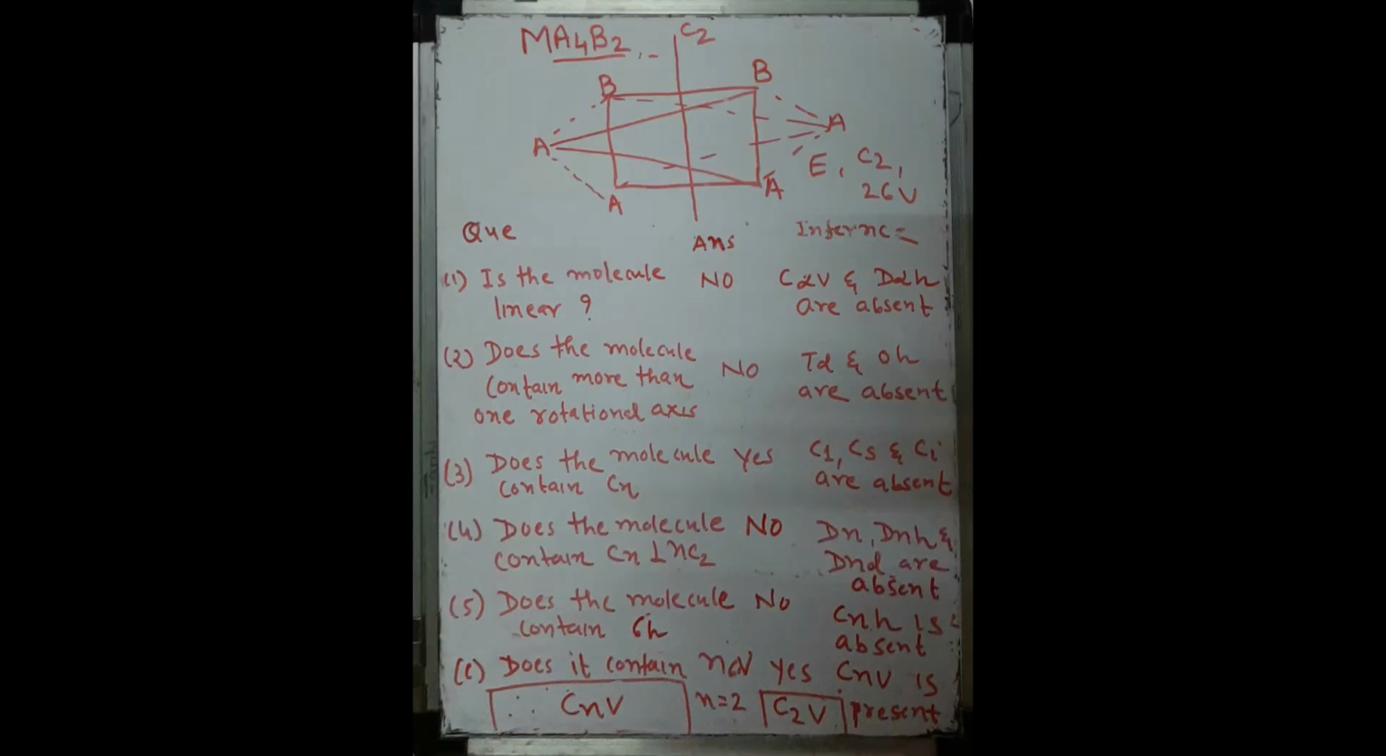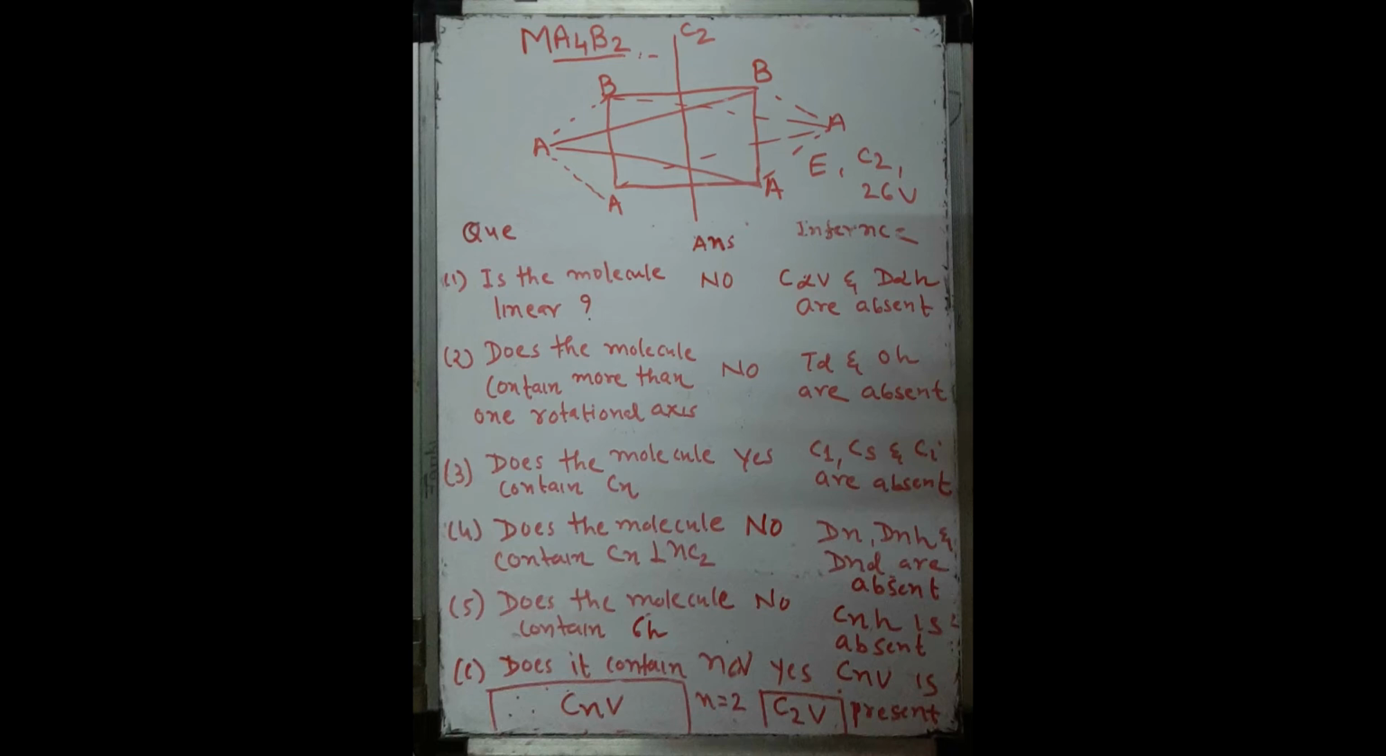Now let us find out the point group of MA4B2. As shown in the figure, it contains E, C2 and 2 vertical planes. Same way we are going to ask the question, is the molecule linear? Answer is no, because it is having an octahedral structure, and therefore C infinity V and D infinity H are absent.